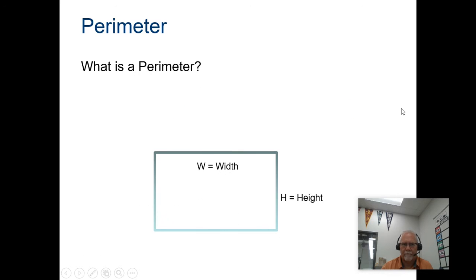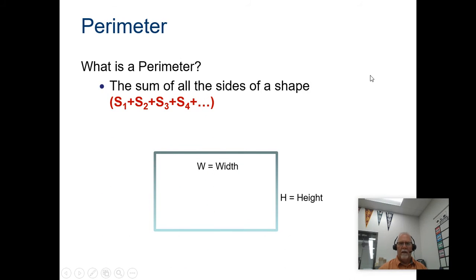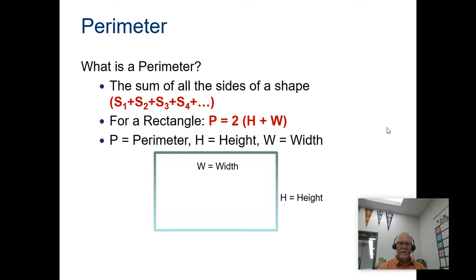Here we go. So we have to start out and ask the question, what is perimeter? Think back to your math class. You probably remember this. Perimeter is the sum of all the sides of a shape. So if we add the length of this side plus this side, and this side, we add them all together, that gives us the perimeter. For a rectangle, we can use the formula that says perimeter is 2 times the sum of h plus w, where p equals perimeter, h equals height, and w equals width.